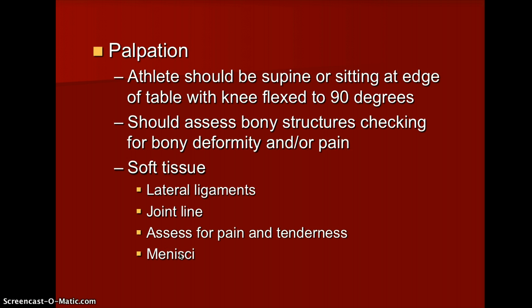Alright, so the next portion of the assessment will be palpation. Once you get to the point where you can start putting your hands on the athlete, you want to have a good protocol, and here's a good protocol for that. The athlete should be in a supine or sitting position, and the knee is usually flexed to 90 degrees. But you can start in a full extension position, then move into a flexed position, and then you go from bony structures, checking for any deformities and pain, and then you move on to soft tissue. So you go to ligaments, and then you start assessing the joint line, assessing for pain and tenderness.